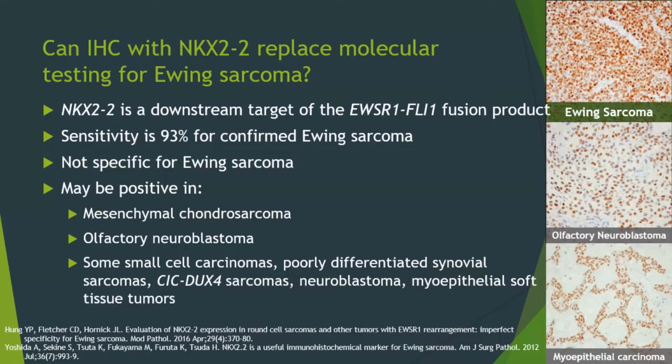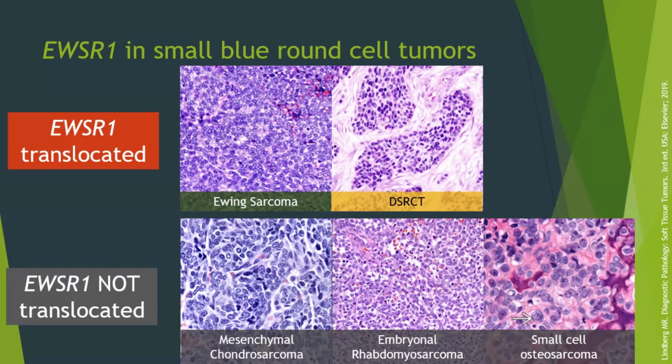So, you can still use NKX2-2 if you have it as part of the IHC panel to increase your pretest probability that the tumor you're dealing with is a Ewing sarcoma in order to justify requesting EWSR1 molecular testing. So in short, EWSR1 molecular testing may be useful when you are considering Ewing sarcoma and desmoplastic small round cell tumor versus the other differentials. Although usually, these differentials that you see on the bottom row will have characteristic H&E and IHC features that will make you lean towards these diagnoses and instead, work up for these differential diagnoses.